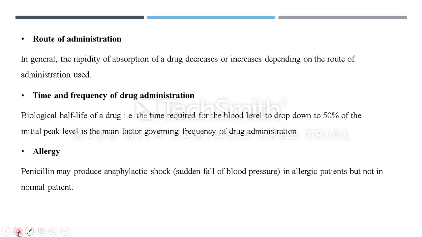Now, the next thing to consider is the route of administration. In general, the rapidity of absorption of a drug decreases or increases depending on the route of administration. So in case we want to administer a drug to an individual through the oral route, then we must give higher doses as a result of biotransformation, or the effect of the enzymes in the stomach or in the intestine, so that by the time it reaches the systemic circulation, we might have a normal level of dose reaching the systemic circulation.